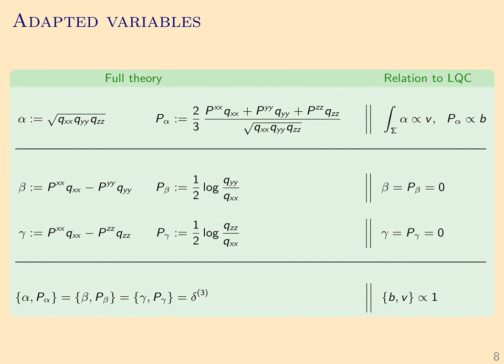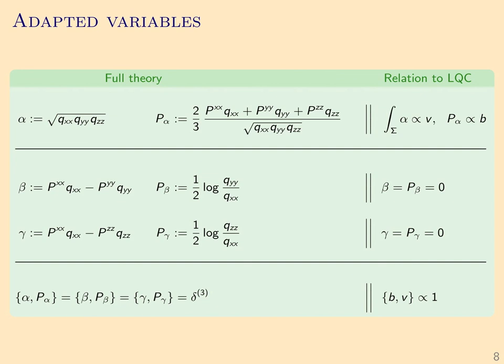Now, you need two more pairs of variables, and these are the pairs beta and gamma in the second and third line. They are constructed in such a way that they measure the deviation from Friedman-Robertson-Walker. So if you look at p beta, then p beta is the logarithm of qyy over qxx. Now, in the spatially flat Friedman-Robertson-Walker, the metric is just the unit matrix times some scale factor. Therefore, its diagonal entries are the same, and therefore qyy over qxx is just 1. Therefore, p beta vanishes. The same is true, of course, for p gamma. And similarly, also beta and gamma vanish because also the momenta conjugate to the metric have the same diagonal entries.